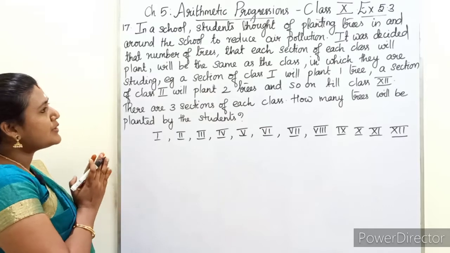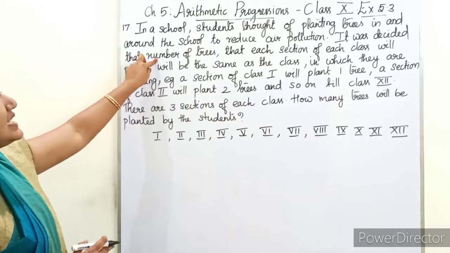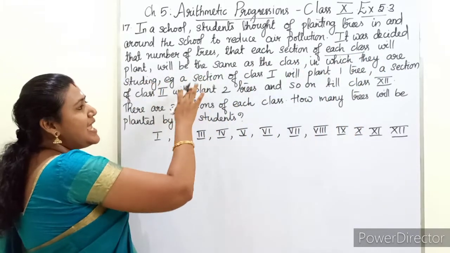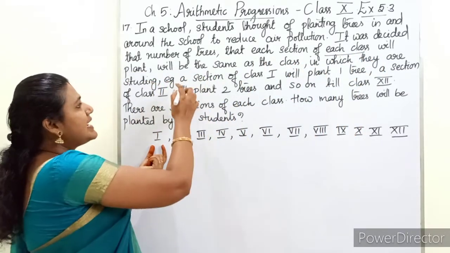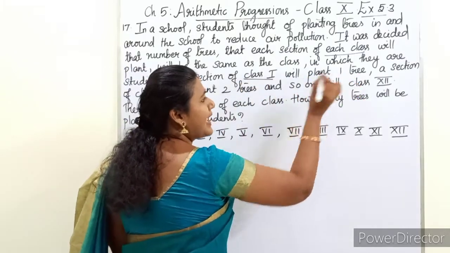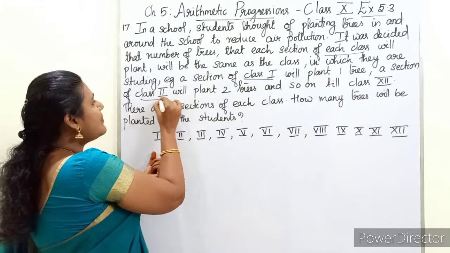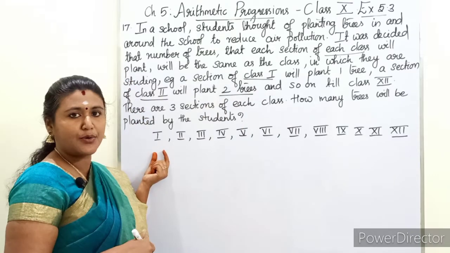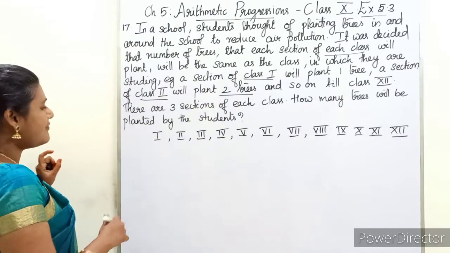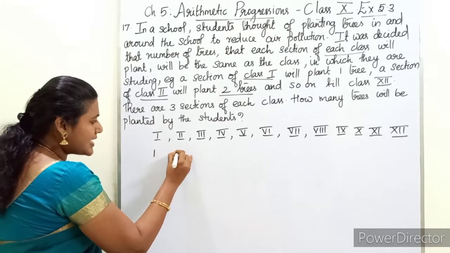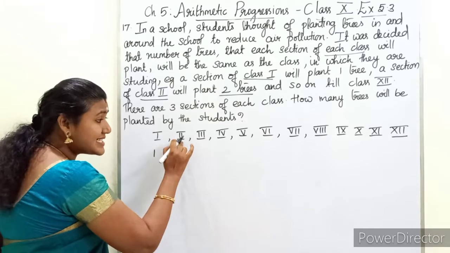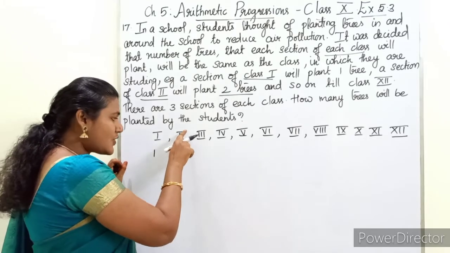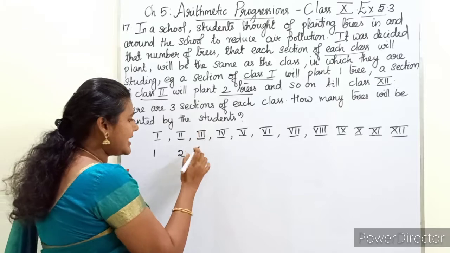And how are they going to plant trees? The number of trees that each section of each class will plant will be same as the class number. For example, a section of class 1 will plant 1 tree, class 2 will plant 2 trees, class 3 will plant 3 trees. Like that they are going to plant. One section of class 1 will plant 1 tree, one section of class 2 will plant 2 trees. Like that it will go.